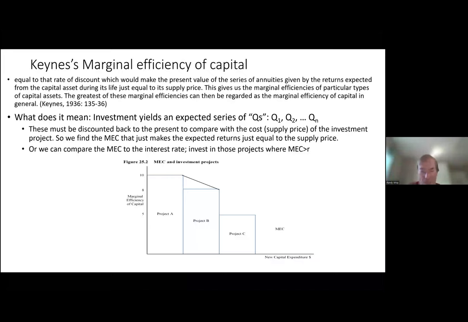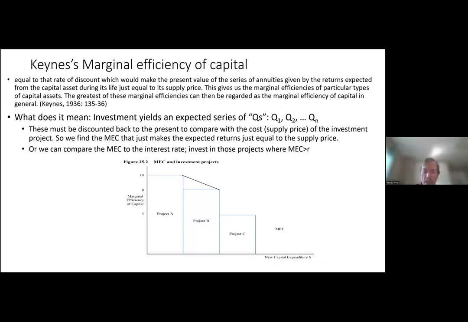We'll keep it simple. Marginal efficiency of capital is equal to the rate of discount that will make the present value of a series of annuities, so these are the pounds or dollars in the future given by the returns expected from the capital asset during its life, just equal to the supply price. And then he goes on to say, we calculate the marginal efficiency of a variety of types of capital assets that we might invest in. The greatest of the marginal efficiencies is then taken to be the marginal efficiency of capital in general.